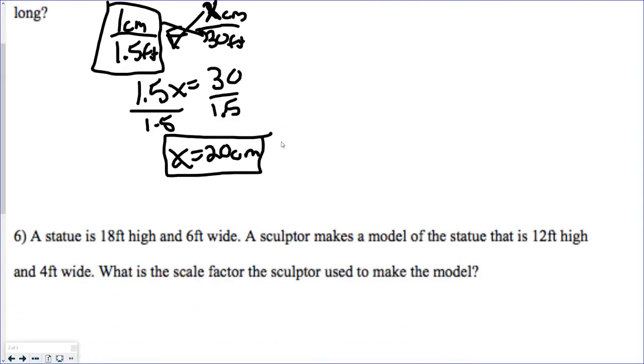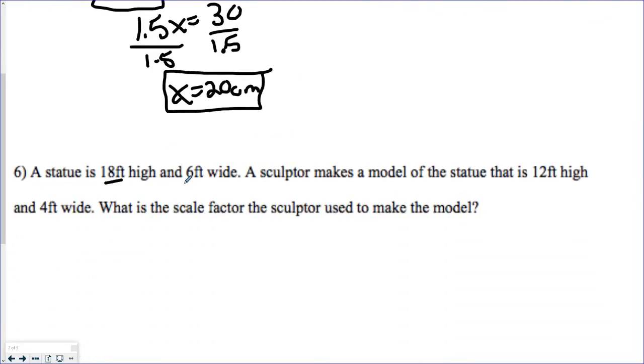Now, number 6 is a little bit different. Number 6 says that you have a statue that's this high and this wide, and a sculptor's making a model that's going to be that high and that wide. What was the scale factor that he used? So basically, he's asking, how did I get from these numbers to these numbers? What did I do to go from 18 and 6 to 12 and 4? What did I multiply or divide by?